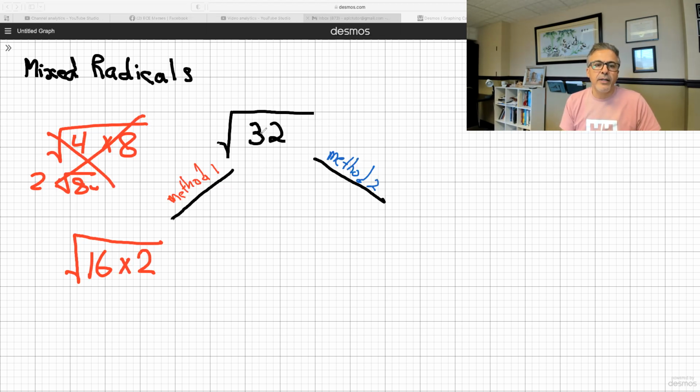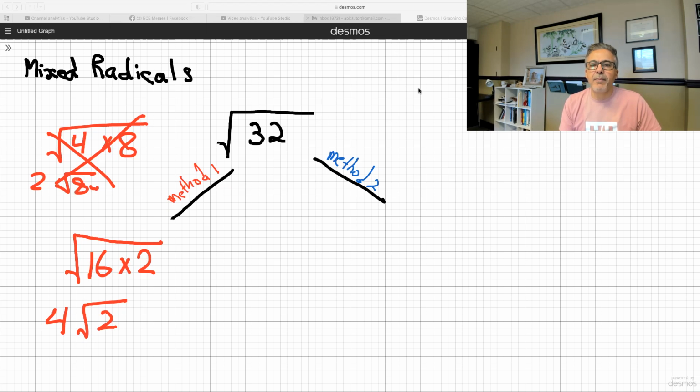But here, the largest perfect square that goes into 32 is 16, and that's 16 times 2. As we know, the square root of 16 is 4. So that's 4, but the square root of 2, we cannot do it, and we just leave it as square root of 2. Now, how about the other method?